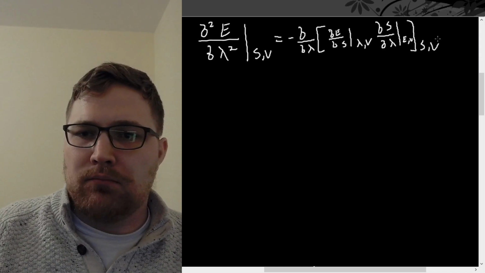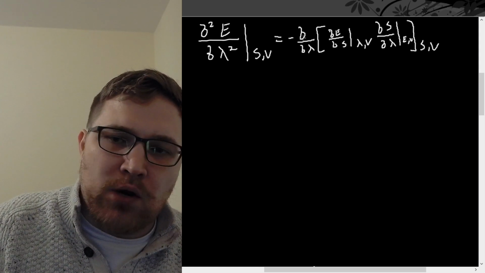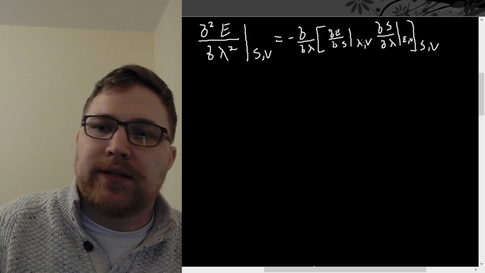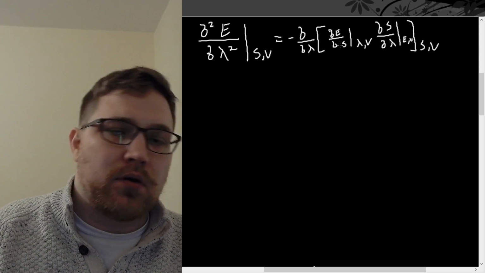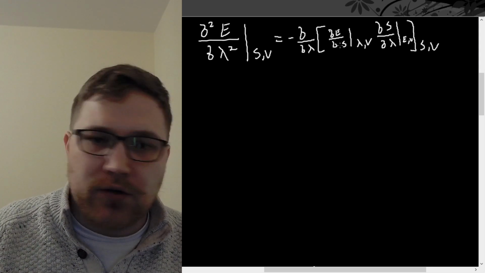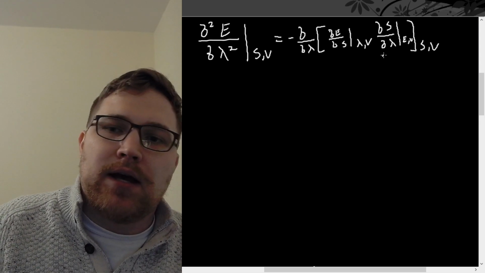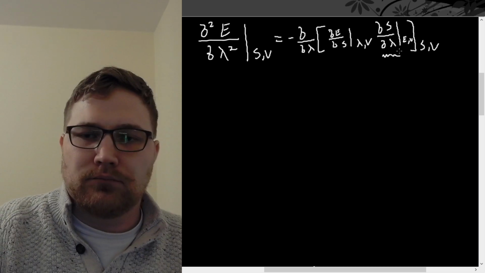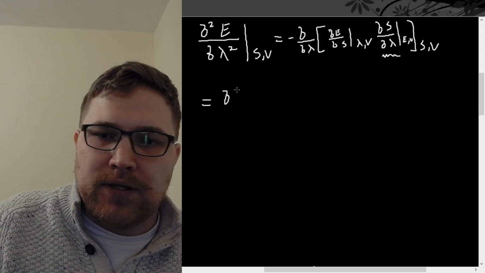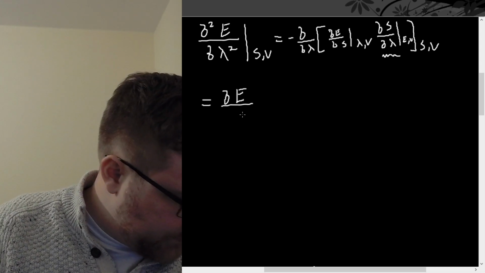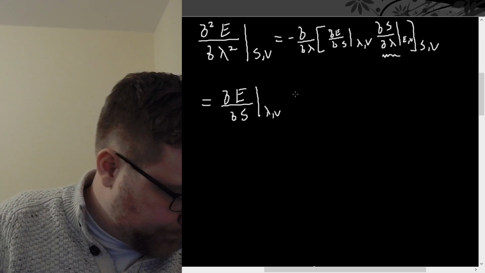It's sort of a mouthful, but basically all we've done is write out front the derivative with respect to λ at constant entropy and volume, applied to the expression that we had before for the first derivative of the energy. Now we could do a product rule, but what we do know is that at the equilibrium point, this will be 0. So in fact, the only surviving term is the following, ∂E/∂S at constant λ and V, which we know is just temperature.